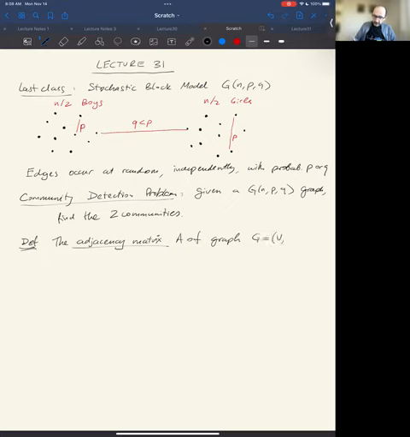Let's say we have the graph with V, the set of vertices, and E, the set of edges, telling us which pairs are connected. And for simplicity, we will label the vertices as 1, 2, 3, and so on. Let's say N of them.